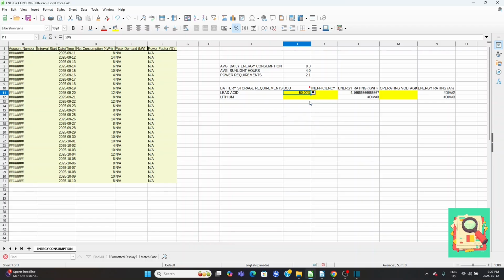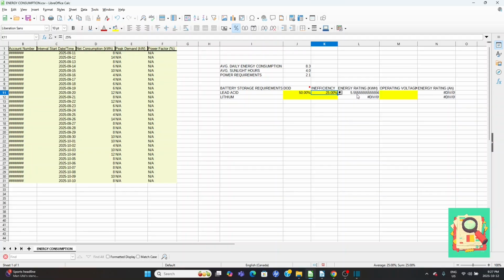Let's choose 50. They also have a higher inefficiency ratio, anywhere from 20 to 25%. So let's choose 25. This would be our energy rating in kilowatt hour units, roughly 5.6 kilowatt hours.